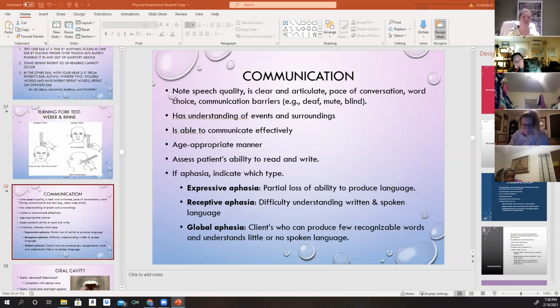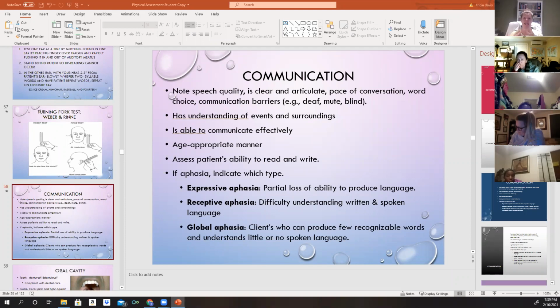So if you say, do you have any pain? And your patient says, the car is hot, then that's going to be a sign that your patient probably has some type of expressive aphasia. They are not using the right word choice. Do they have any communication barriers? So are they blind? Are they deaf? Do they need any assistance? Do they have an understanding of the events, what's going on in their surroundings? So do they know who they are? Do they know where they are? Do they know why they came to the hospital, what the date is, what the year is? Are they able to communicate effectively?